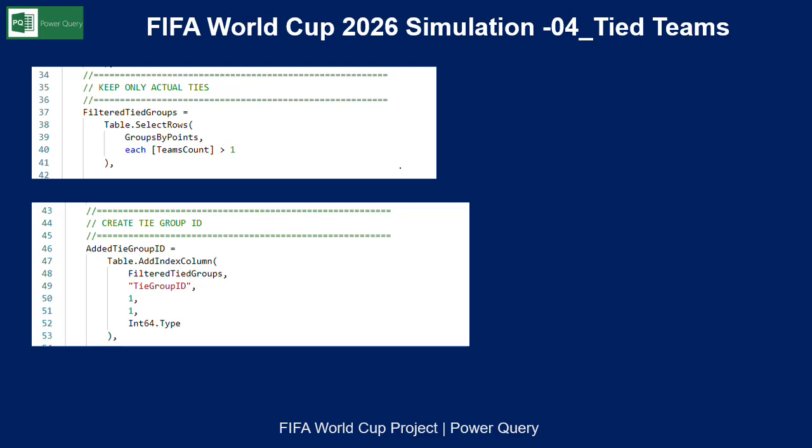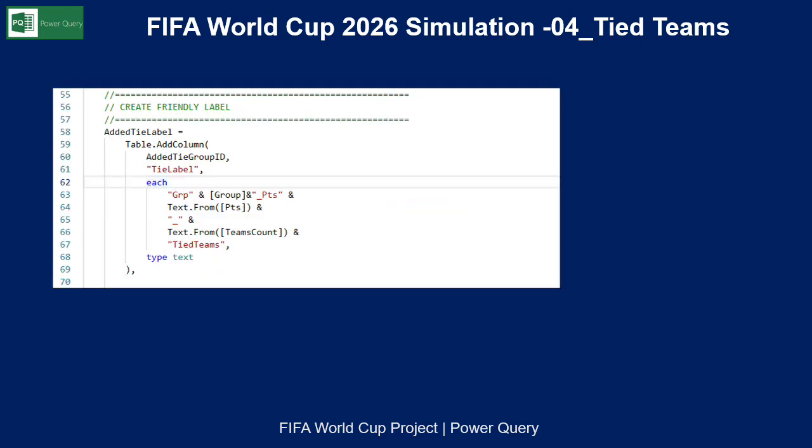Most point totals belong to only one team. Those aren't ties, so the next step removes every group containing only a single team. What's left are the genuine ties that require FIFA's tie-breaking rules. This dramatically reduces the amount of work for the queries that follow.